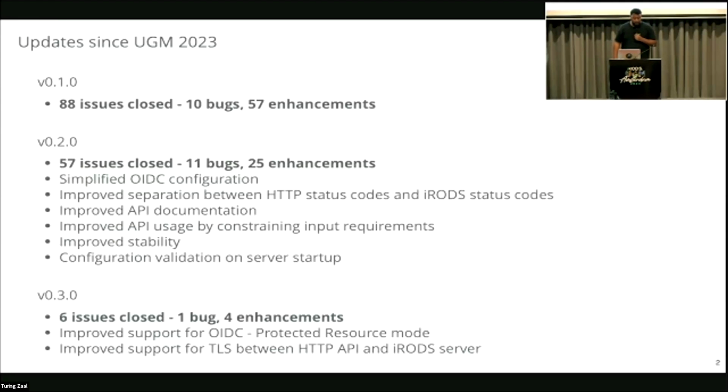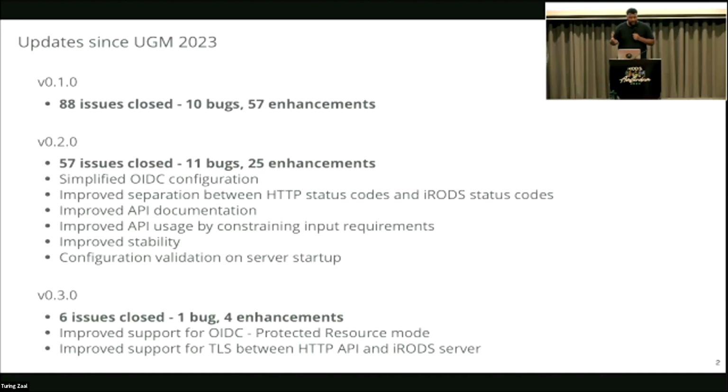During 0.1.0, we closed 88 issues, 10 of those being bugs, 57 enhancements. For 0.2.0, we closed 57 issues, 11 bugs, 25 enhancements. The 0.2.0 was really the first release where people actually started getting their hands on the HTTP API and attempting to use it and pointing out issues, whether it was with executing various operations or attempting to use OpenID Connect.